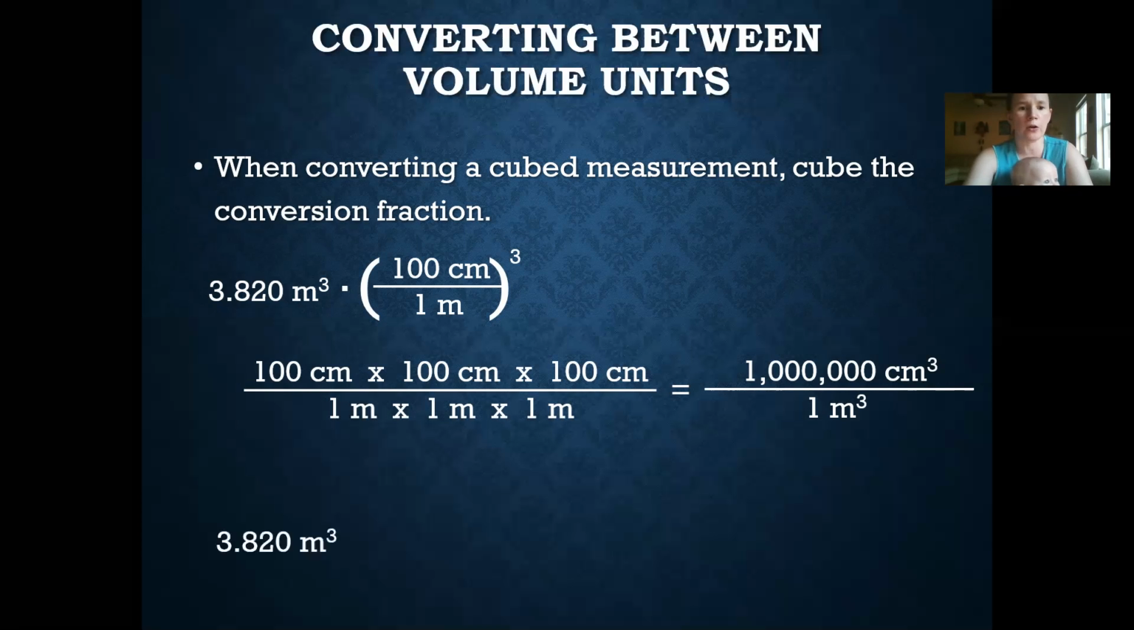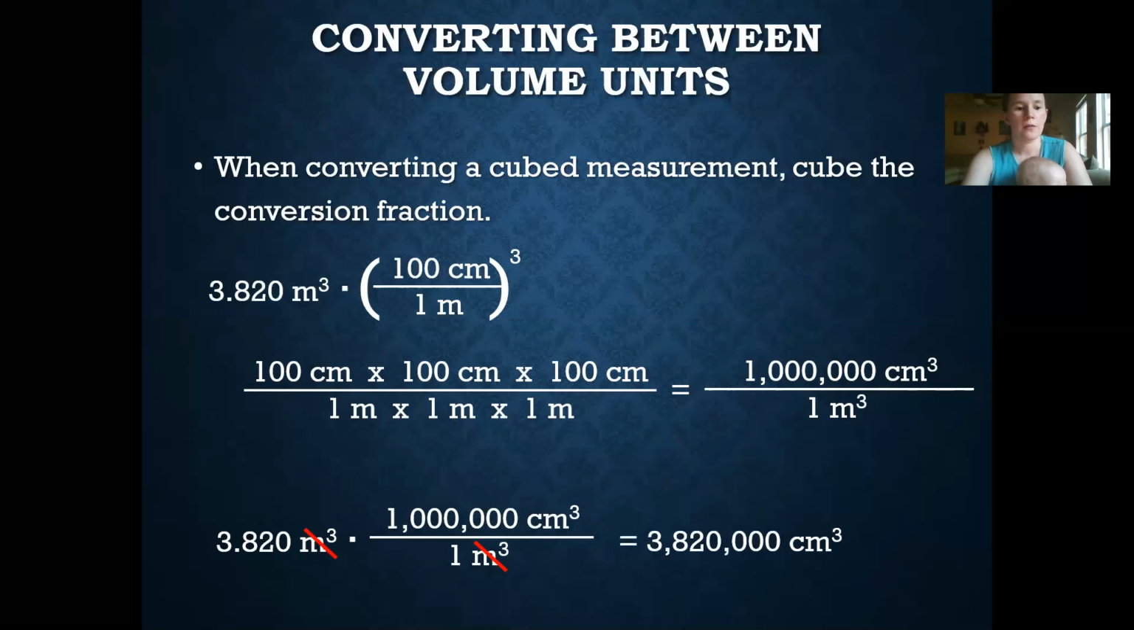So we're going to rewrite our equation, 3.820 cubic meters times 1 million cubic centimeters over 1 cubic meter. The cubic meters cancel each other out, and the answer is 3,820,000 cubic centimeters. But we're not done.